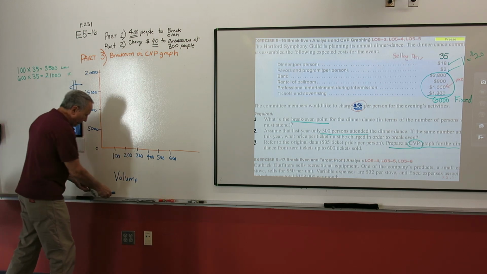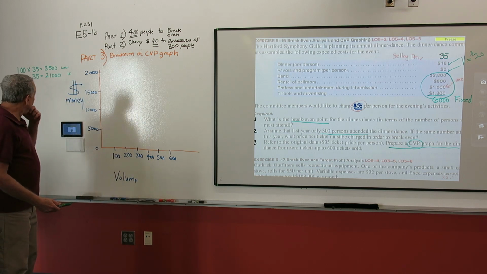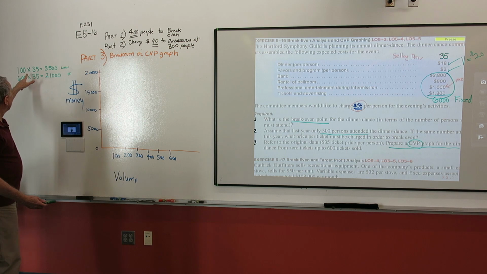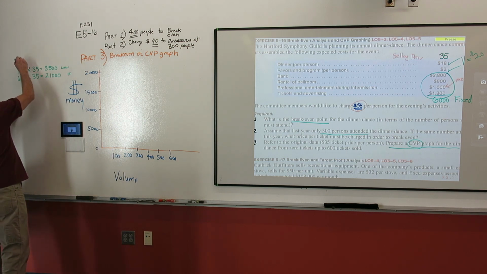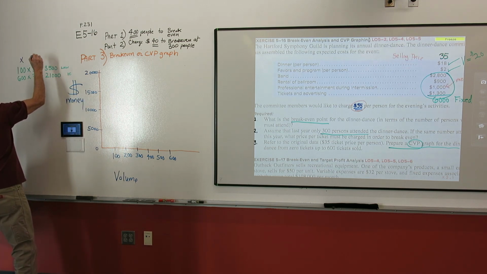To begin with, we just want to put, again, how much money will we get? Well, let's do that. We've already got that. We have it right here. At 100 people, you'll get $3,500. Do you see that basically what I've got here is these are X's and these are Y's? Whoops, this is Y.